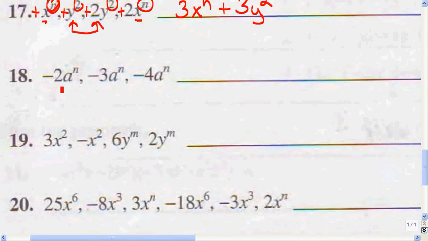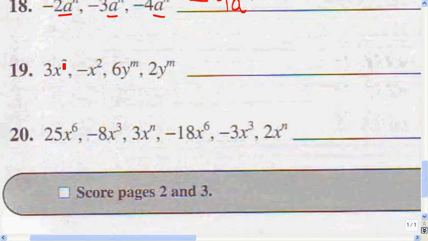Okay, here they're all like terms, and they're all negative. So that means I'm going to add them all, and my answer is going to be negative. Because remember, when the signs are the same, you add. So 2 plus 3 is 5. 5 plus 4 is 9. 9an.